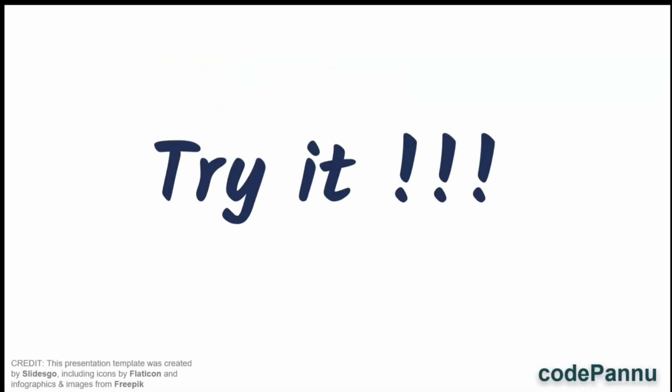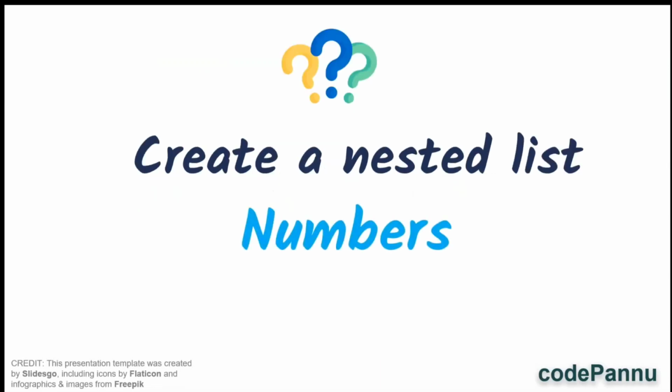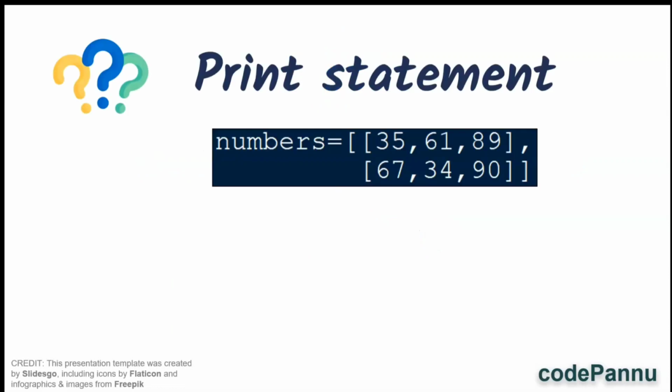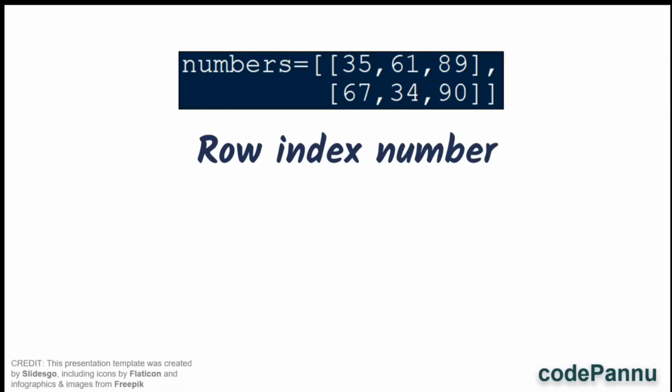Try it. Second assignment is, can you create a nested list called numbers with the same items shown here? Now, can you write a print statement to get the item 67 from this nested list using the row and column index numbers? To do it, we have to find the row index number first. The item 67 is in our second row and the index number of the second row would be 1.